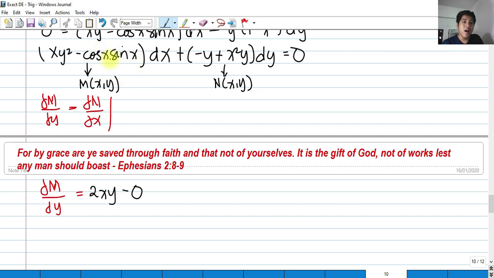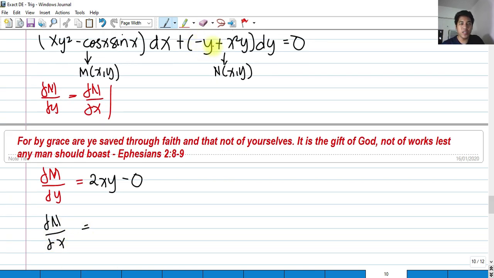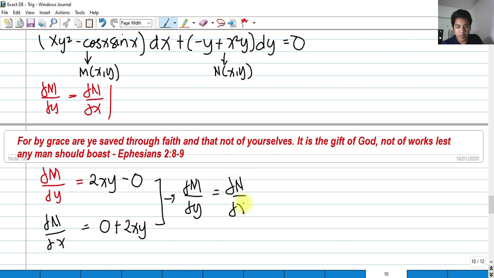This term does not have any y term, so that's considered as constant. The derivative of a constant is 0. So the partial of N with respect to x is equal to what? This is 0 because this term does not have any x. With respect to x, this is plus 2xy. We consider y as a constant and differentiate this; that is 2xy. Therefore, as you can see, it's very evident that the partial of M with respect to y is equal to the partial of N with respect to x.